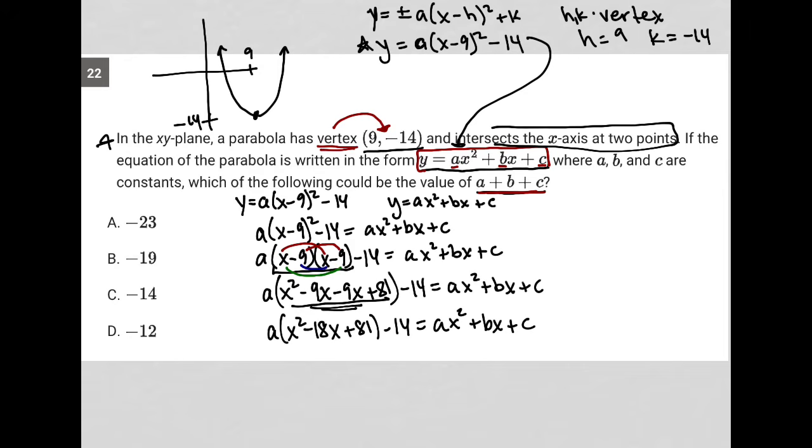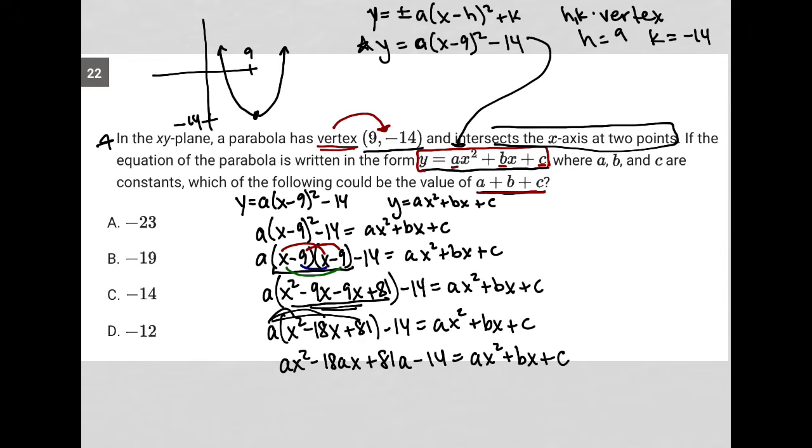Speed up a little bit here. I can then distribute the a across the parentheses, leaving me with ax squared minus 18ax plus 81a minus 14 equals ax squared plus bx plus c. And what else can I do? I think that's it in terms of simplifying things.